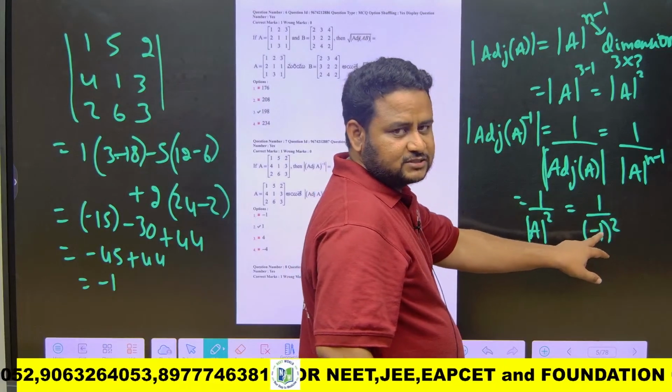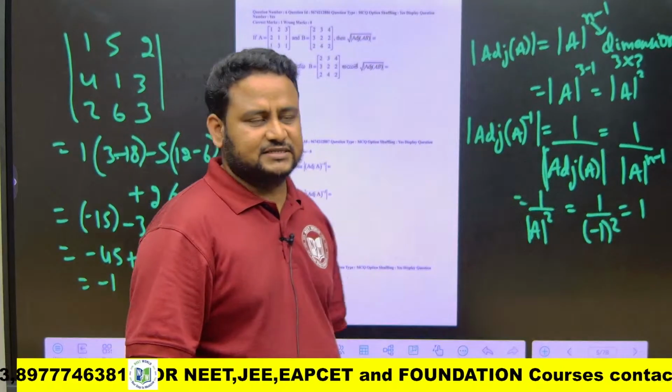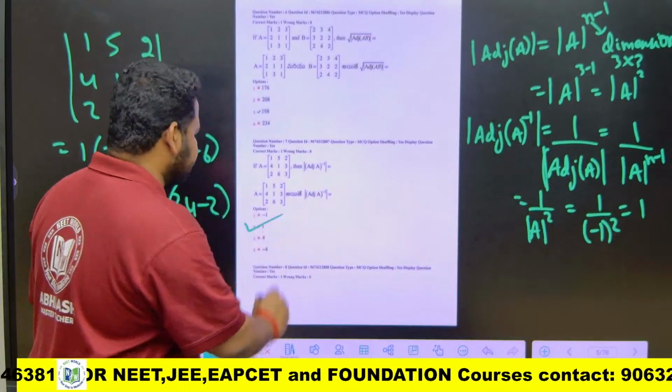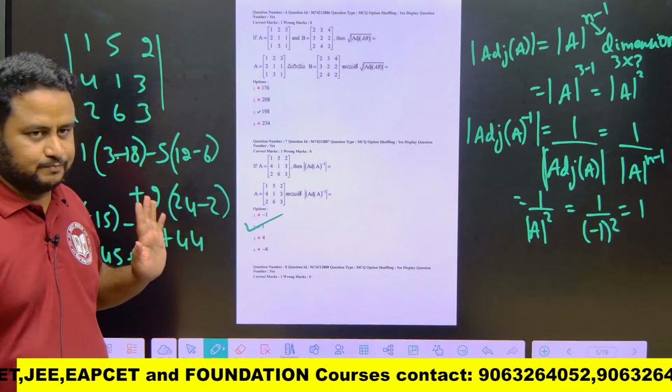Determinant of A square is minus 1 square. That will be equal to what? 1. That is 1 by 1. We will get the answer as 1. That is option 2 is the correct answer. That is, 1 is the correct answer. That is option 2. I hope it is clear.